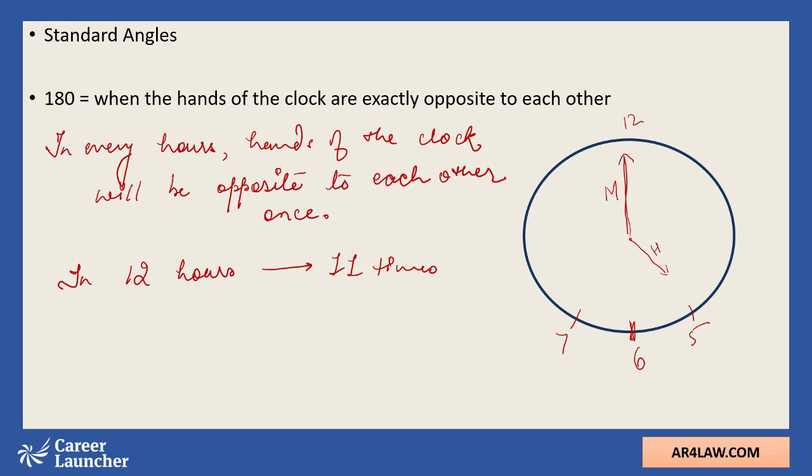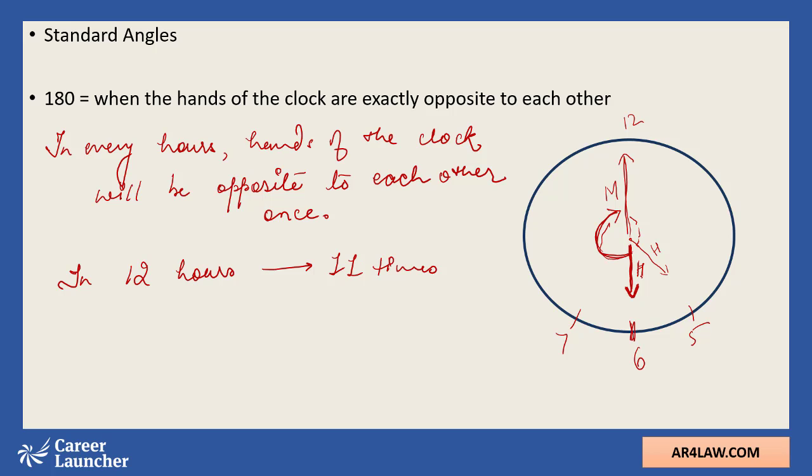So between 5 to 6, the minute hand, the one who's traveling faster, will come and overtake the hour hand and move beyond, and it will again move towards 12. By the time the minute hand and hour hand come into a straight line opposite to each other, it is exactly 6. At exactly 6 o'clock, they are exactly opposite to each other, making an angle of 180 degrees.